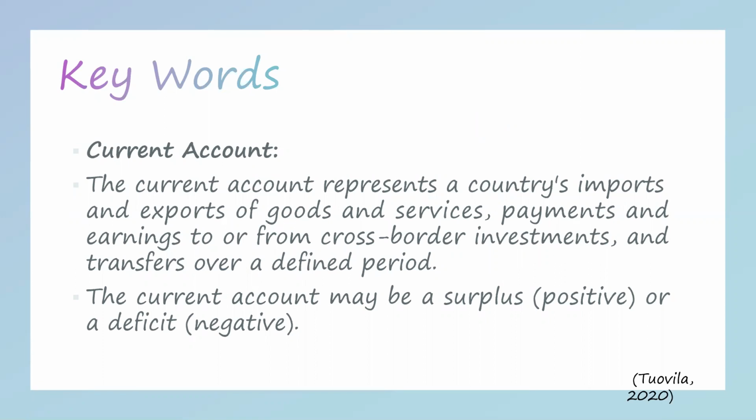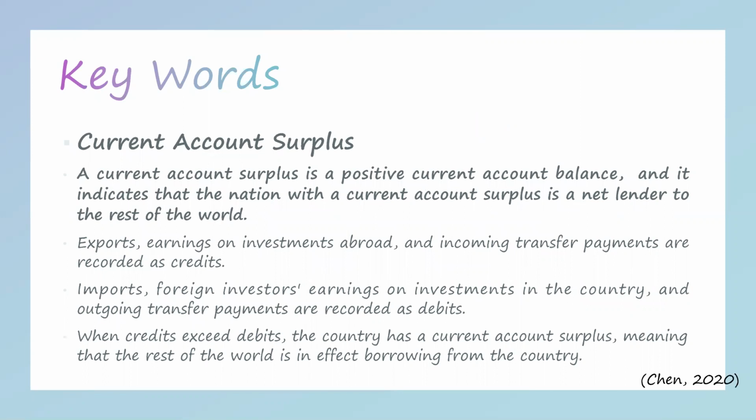For the current account, the current account represents a country's imports and exports of goods and services, payments and earnings to or from a cross-border investment, and transfers over a defined period. The current account may be a surplus, which means positive, or a deficit, which means negative.